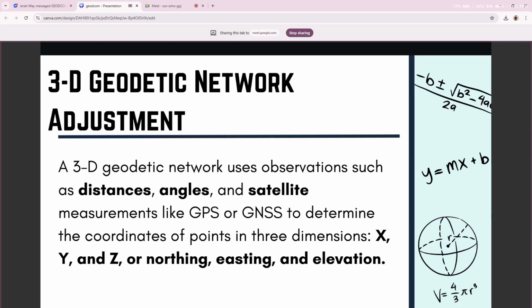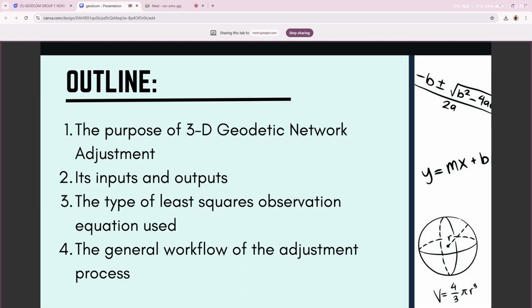Next slide. A 3D geodetic network uses observations such as distances, angles, and satellite measurements, like GPS or GNSS, to determine the coordinates of points in three dimensions, the X, Y, and Z, or the northing, easting, and elevation. Since field observations contain errors caused by instruments, atmosphere, or human mistakes, adjustment is needed to improve accuracy and consistency. This will be the outline for our discussion.